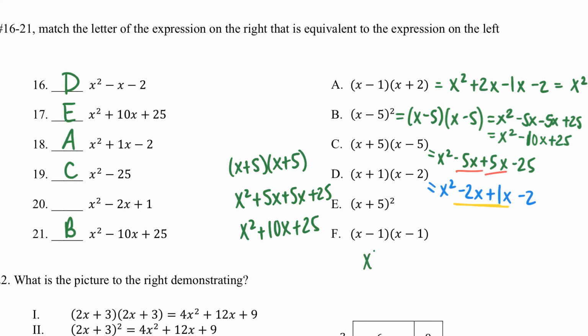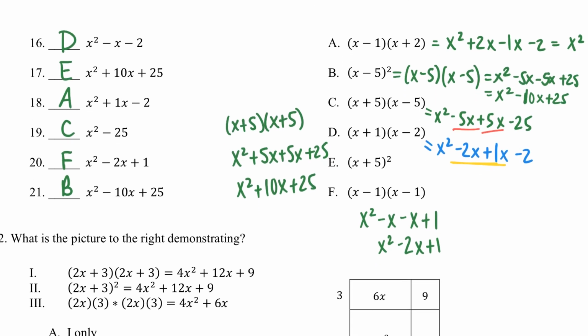So what would this be? This would be x squared minus x plus 1, which is really x squared minus 2x plus 1. And look at that, yeah, that matches. So that'll be F there. Okay, cool. So that's that one.